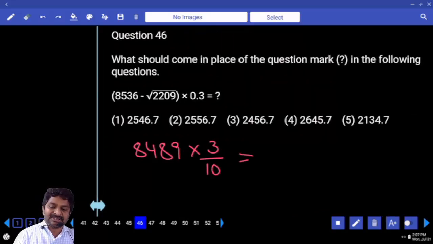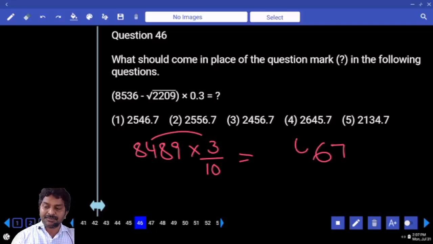Let's do 9 3s are 27. 2 carry. Correct? 8 3s are 24 plus 2, 26. How many options are there? 3 options are there. 2 carry we have, right? 4 3s are 12 plus 2. How many options are there? Only 1.